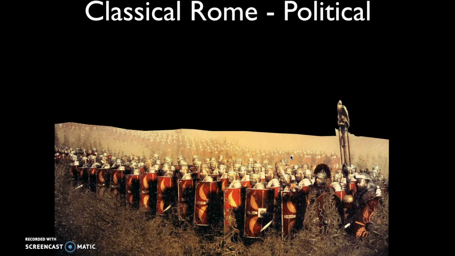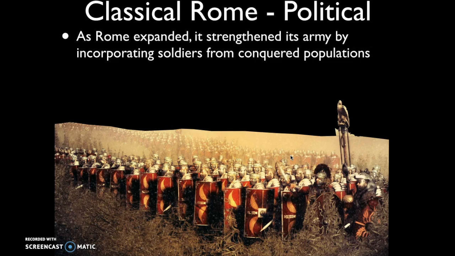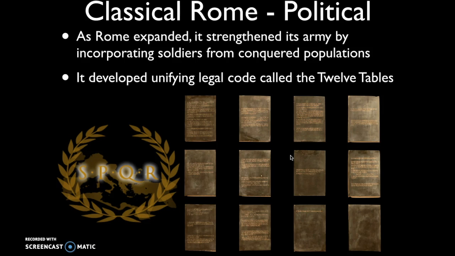As the Roman Republic is expanding, it's bringing more soldiers into its army. It's strengthening its army. It's incorporating more soldiers from the various conquered populations, as most strong empires successfully do. This is part of that unification process of bringing together diverse peoples. It also is developing a unifying legal code, which was known as the 12 Tables. So we start to see the beginnings of that process of unification in the Republic, both through the development of the republican form of government and also the establishment of a unifying legal code, which it could then apply to other territories that it conquered with its increasingly strong army.